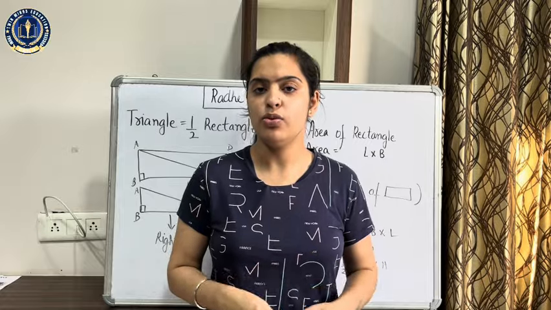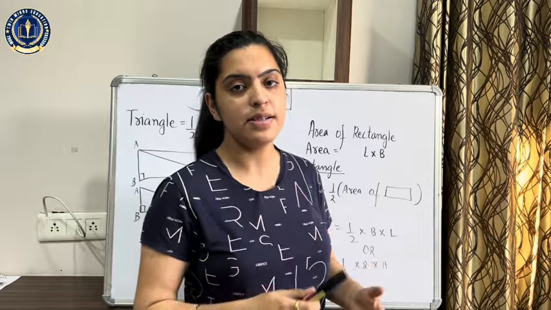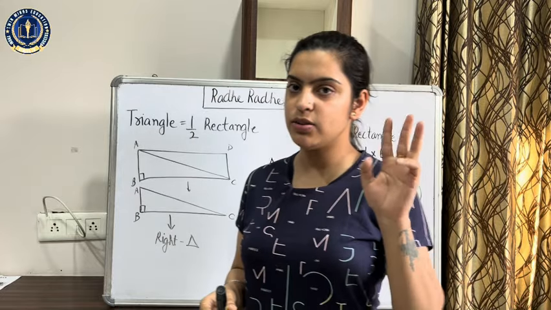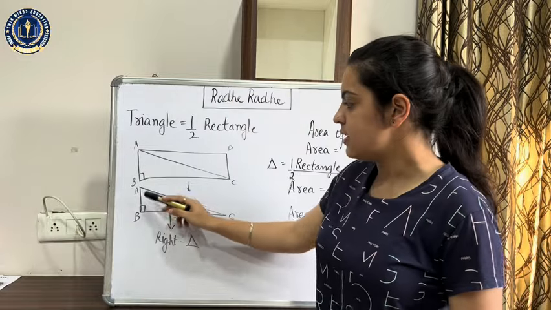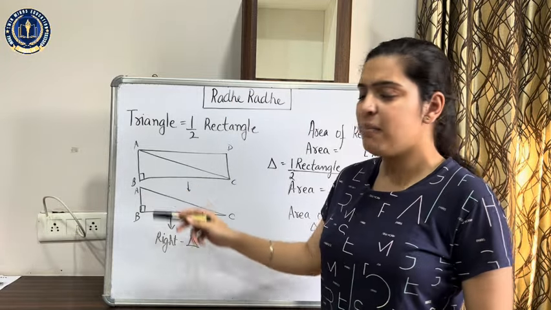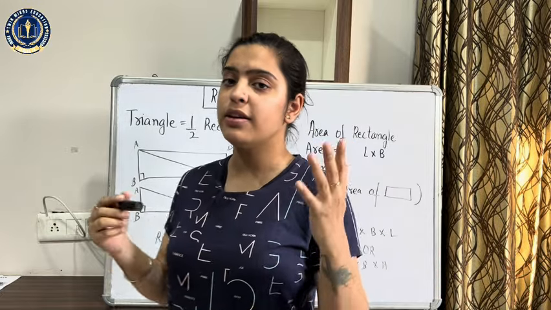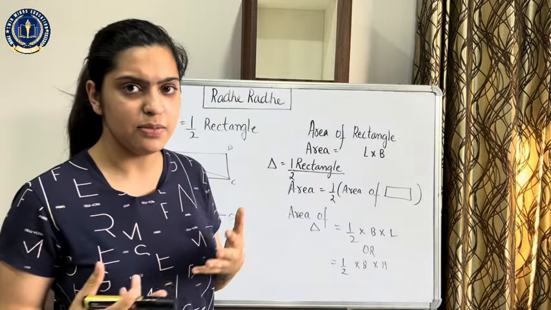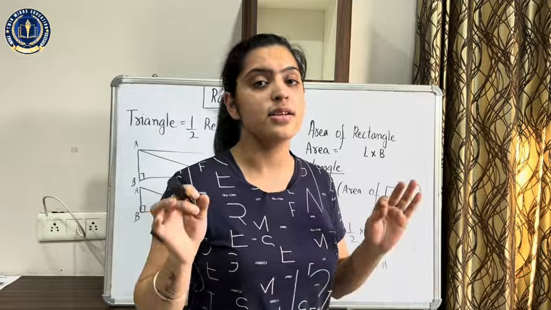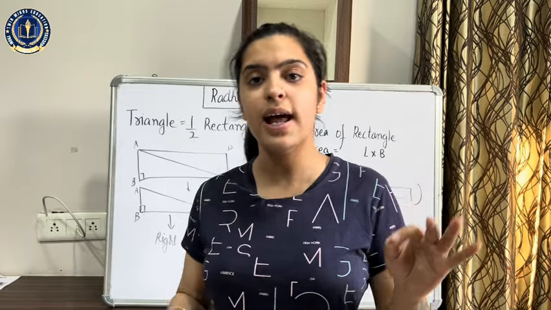Now, coming to what is triangle. Triangle is basically a closed figure with 3 sides. If you can see, this is a triangle. But in the concept of triangle, why have I drawn a rectangle? Is there any connection between that? Yes, there is a great relation between a rectangle and triangle.